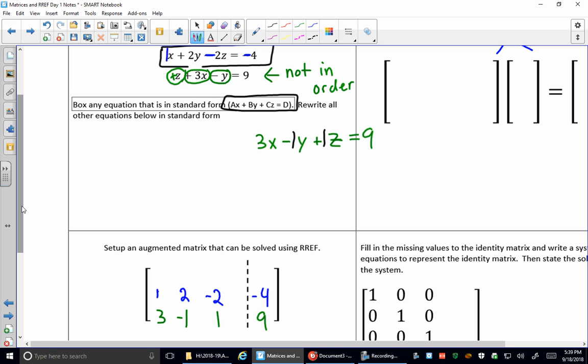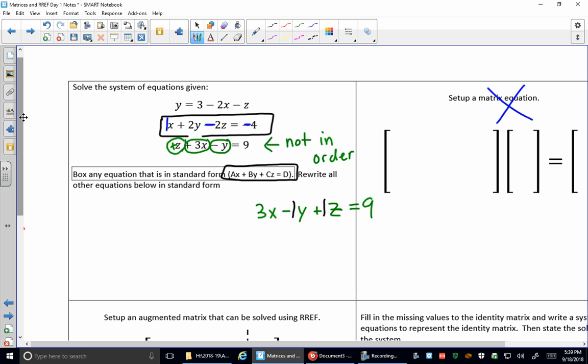Okay, so that one just took some rearrangement, but when rearranging, the sign to the left of it is attached to that number and variable. It moves with it, and that's our commutative property. So the last one to talk about here.